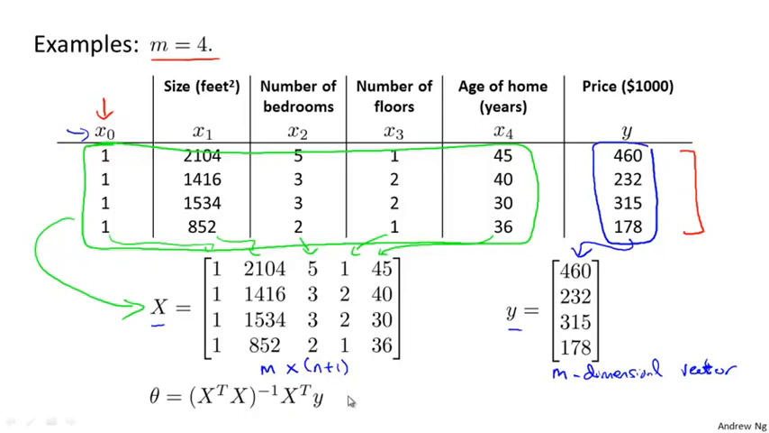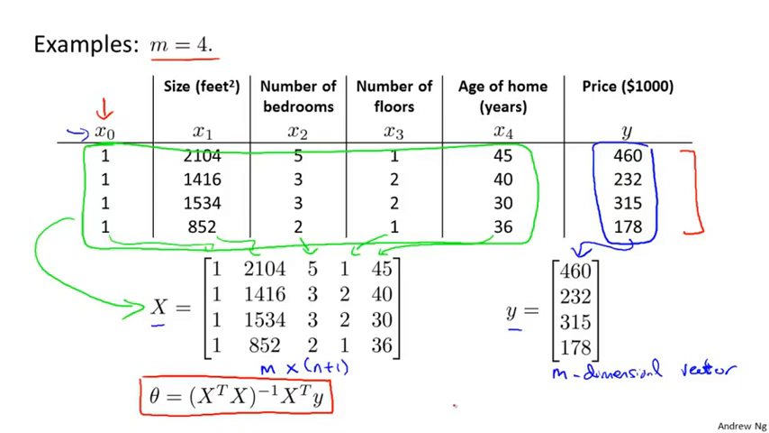Finally, if you take your matrix x and you take your vector y, and if you just compute this and set theta to be equal to x transpose x inverse times x transpose y, this will give you the value of theta that minimizes your cost function.